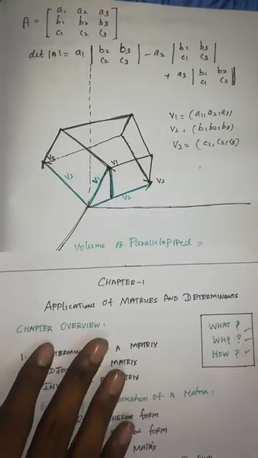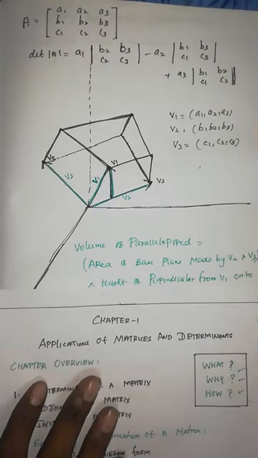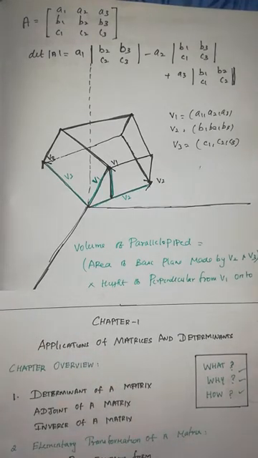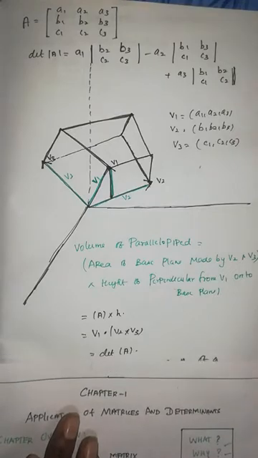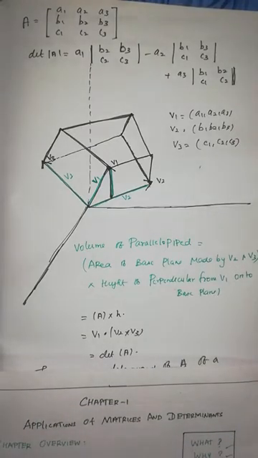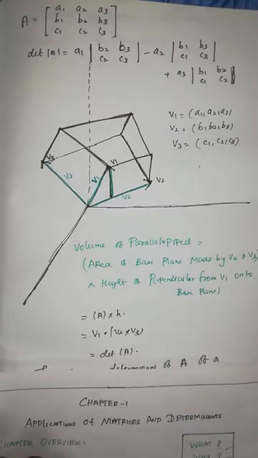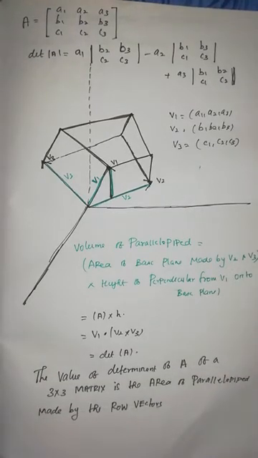And again, by elementary mathematics, we know that the volume of the parallelepiped is the area of the base plane made by V2 and V3 times the height of the perpendicular from V1 onto the base plane. So again, if I substitute all these values in place of V1, V2, V3, I'll end up with the value of determinant of A. So from this what we can tell is the value of determinant of A of a 3 cross 3 matrix is the volume of the parallelepiped made by the row vectors. So this is how we can visualize the determinant of a matrix.